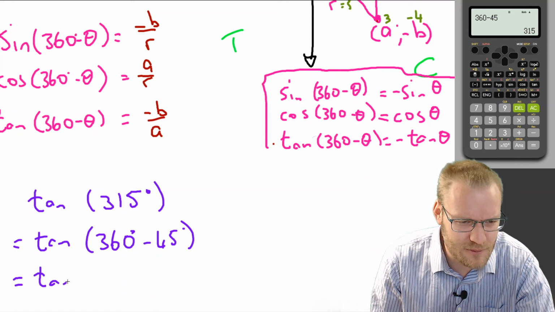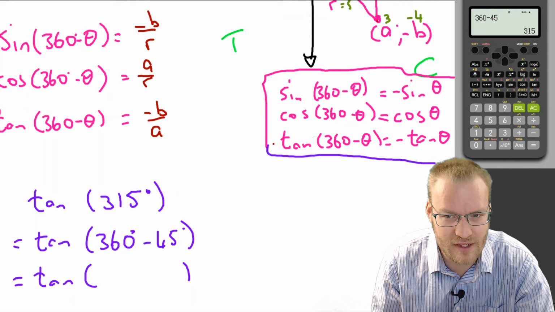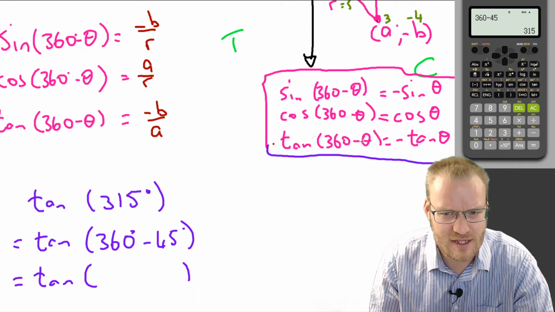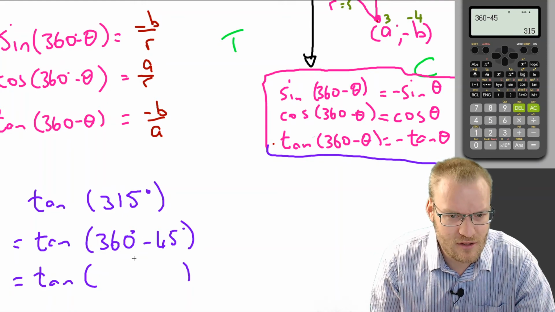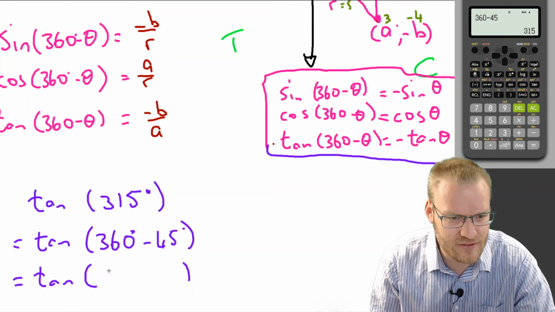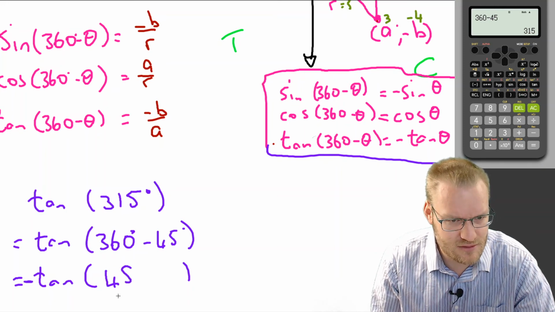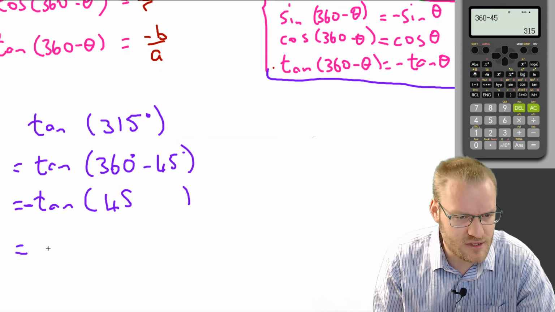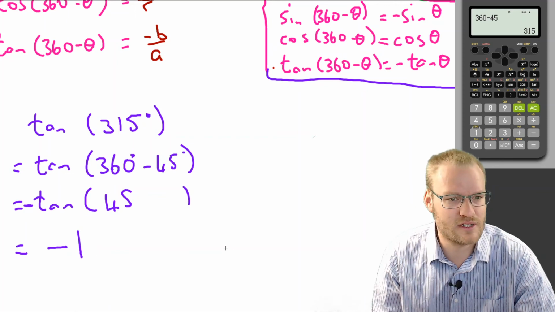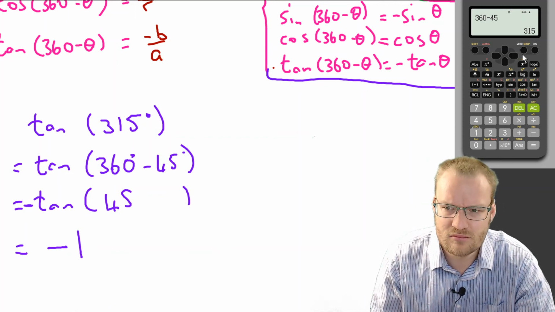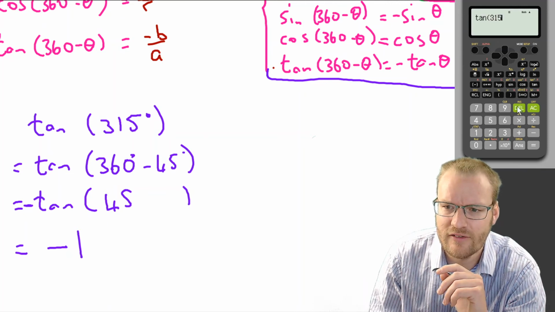Okay, now tan of 360 minus an angle. From my reduction formulae, I'm saying, well, 360 minus theta is just negative tan of that angle. So in other words, 360 minus 45, it's tan of 45, but now I must take the negative of it. Okay, so there's that negative. Tan of 45 we said was 1, so it's negative 1. But let's just check, doubting myself here. Tan 315.